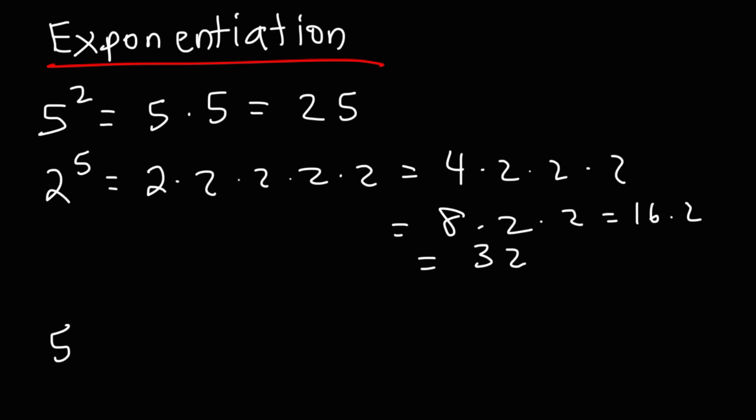So notice that 5 squared is not equivalent to 2 to the 5th power. 25 is not the same as 32. So when dealing with exponents, the order does matter. So exponentiation is repeat multiplication. Very similar to how multiplication is repeat addition. Notice the similarities between the two.